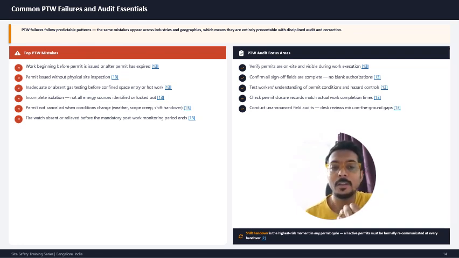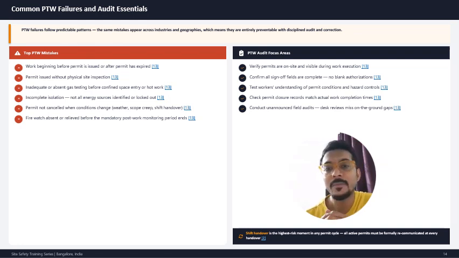We got the permit, but it's under conditions. Did the condition change? If the condition changes, you should stop. Fire watcher absent: no, we should not start. If no watcher is there, or they have a different work, we should wait for that. And when we start, he should not move. That is what we are supposed to focus on.